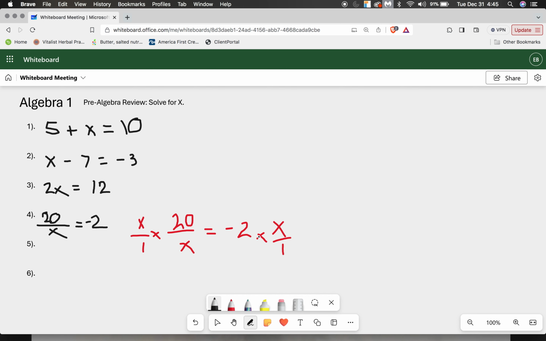Now this gets a little funky. This is a multiplication x instead of another x. That's why in algebra sometimes they'll use a dot to represent multiplication so that we don't get the x's confused. But anyway, this is -2 times x over 1 and 20 times x over 1. And what does that get us? Well, if we have 20 times x, that means we have 20x over 1 times x, 1x. Okay, that's one side of the equation. And then we have -2 times x over 1.